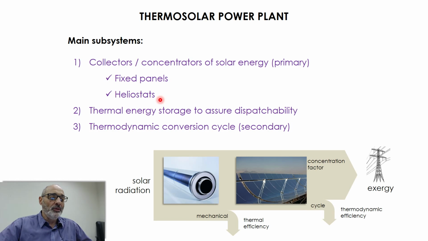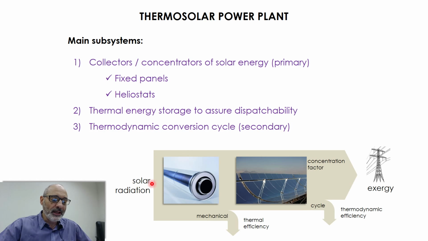Okay? You also need to have some kind of thermal storage to assure dispatchability, because you know at night you don't have sun and you still have to produce and dispatch energy to the grid. So you have to store energy not only at night but also when you have a cloudy day, for instance. So a second main subsystem is an energy storage system. And well, the third subsystem is a traditional, classical thermodynamic conversion cycle, the secondary part of the power plant.